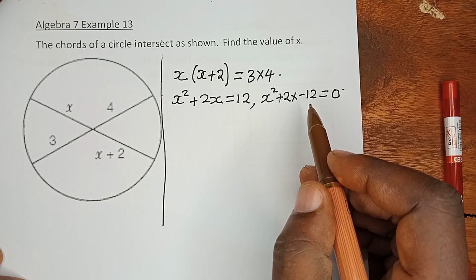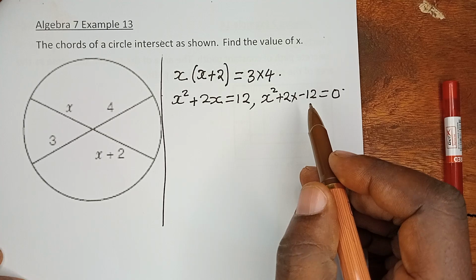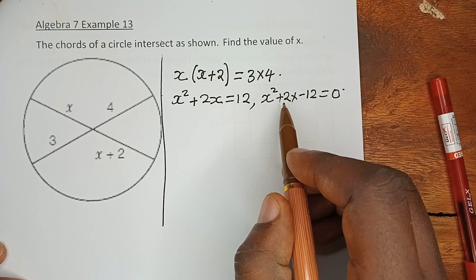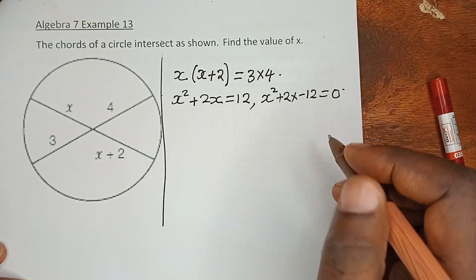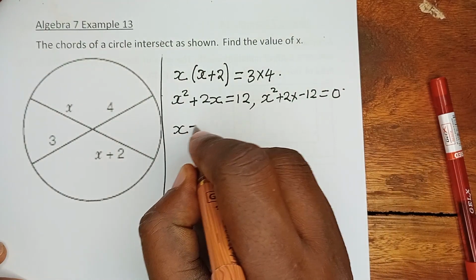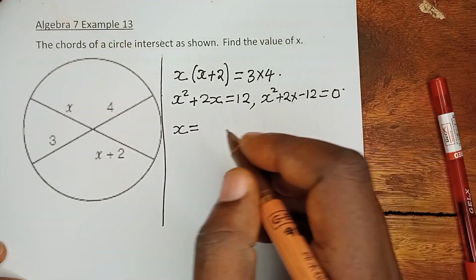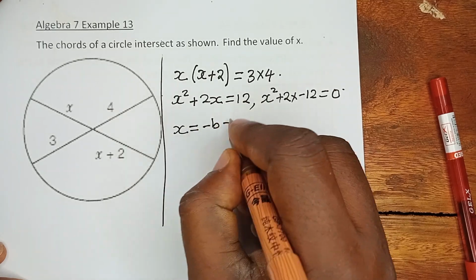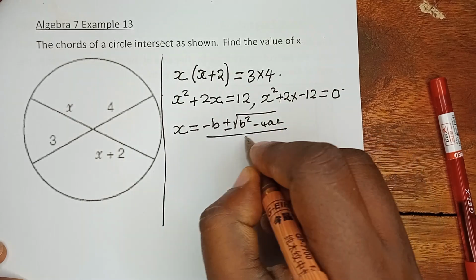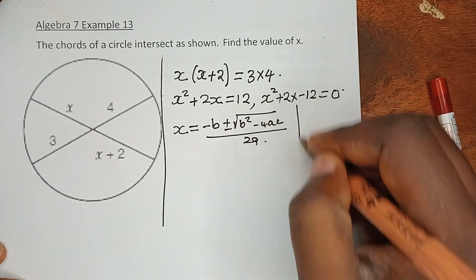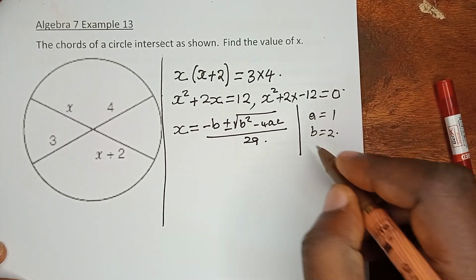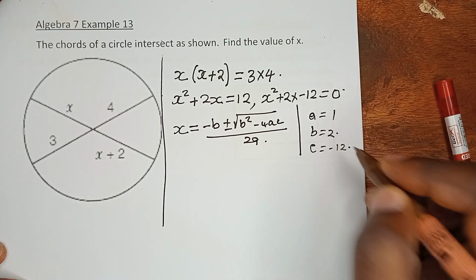And that is why the quadratic formula is universal. It can solve each and every question. Therefore, in this case, our a is 1, our b is 2, and our c is minus 12. So we can substitute all that in the quadratic formula, whereby x is equal to minus b plus or minus the square root of b squared minus 4ac, everything over 2a.